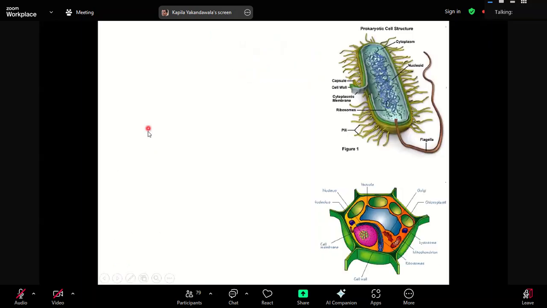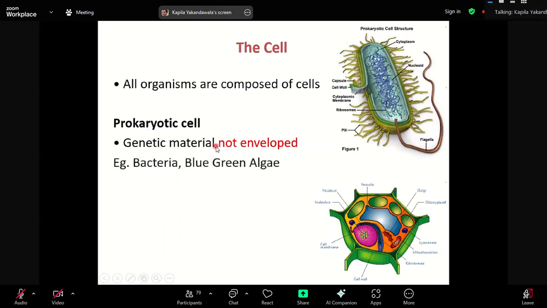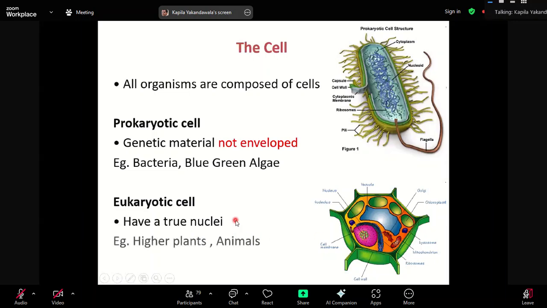This is a cell. If you look at the prokaryotic cell, these are the genetic material, inherent material. They are not enveloped. They are freely present within the cell, like bacteria, blue-green algae. But if you look at higher animals and plants, all the genetic material is enclosed within a membrane-bound nucleus. So eukaryotic cells have a true nucleus.